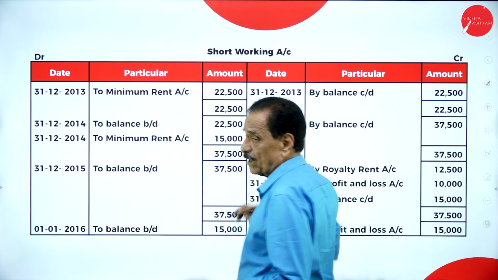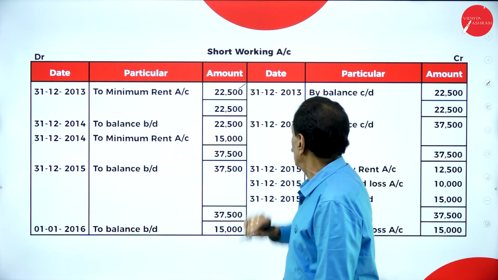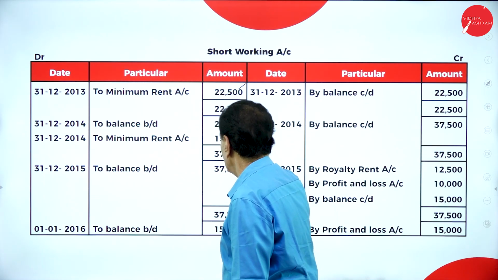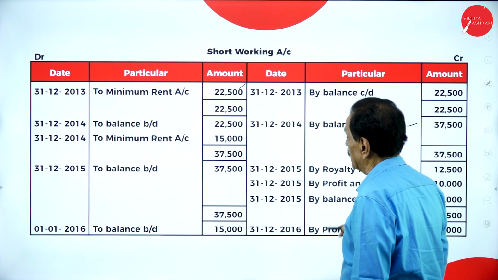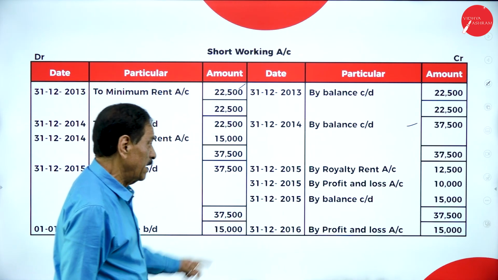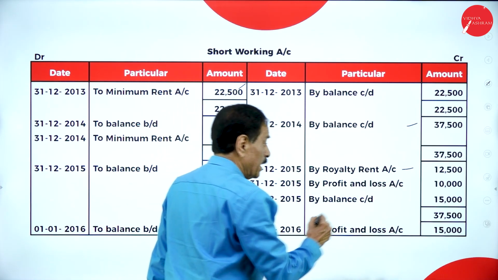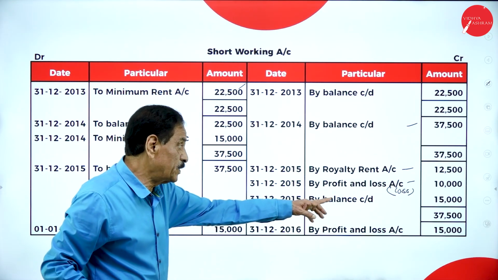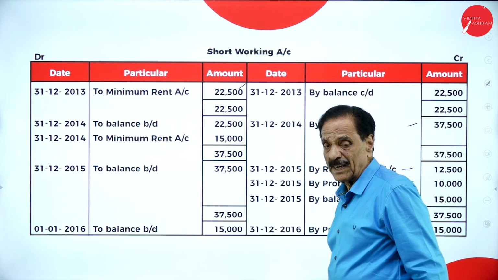Then short working account debit, short working to minimum rent 22,500 by balance carried down, to balance brought down. Second year shortage 15,000, total shortage is 37,500 by balance carried down 37,500. You brought it down to the next year, to balance brought down 37,500. How much royalty is receivable? 12,500. How much you could not recover? 10,000. This is nothing but a loss. The balance is still 15,000. Next year brought down 15,000. So transfer to profit and loss account.